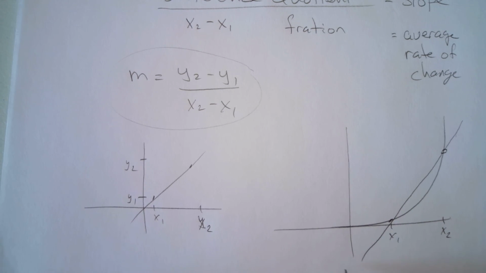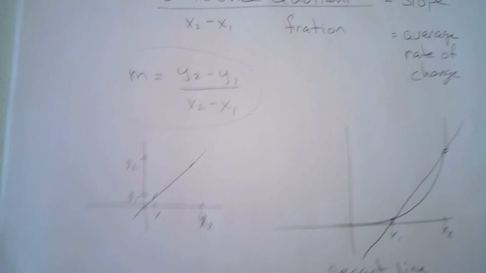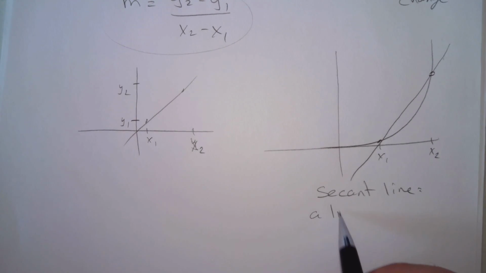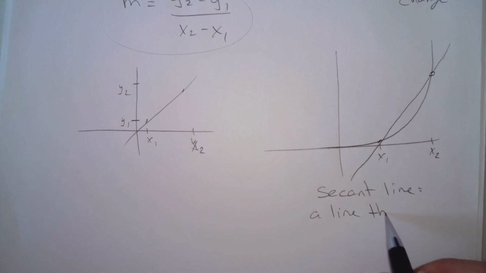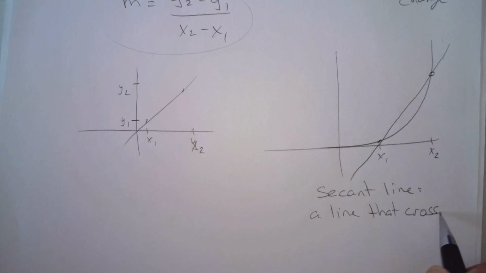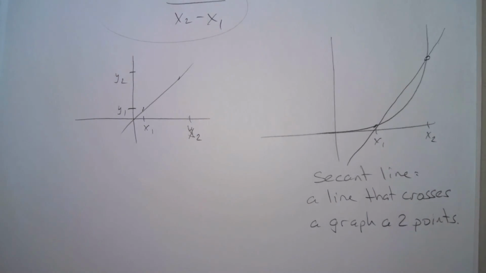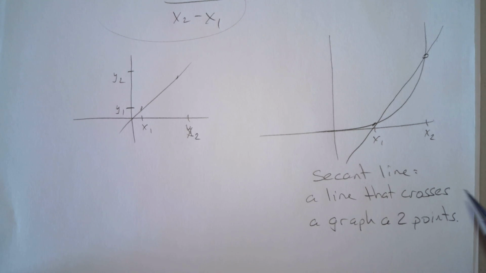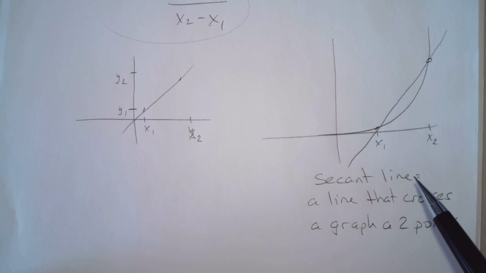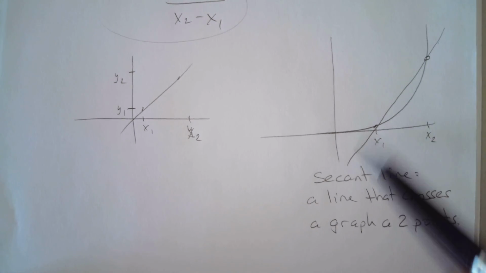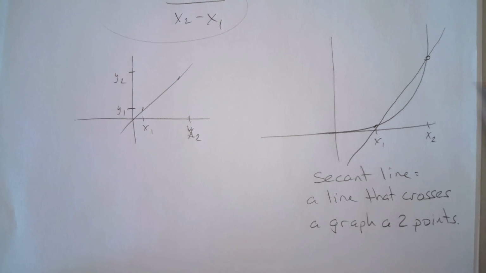This is called a secant line. A secant line is a line that crosses a graph at 2 points. There's point 1, there's point 2. But again, it doesn't tell us the slope of that curve, because anywhere along the curve, the slope changes. Linear equations only work for 2 points in one straight line.